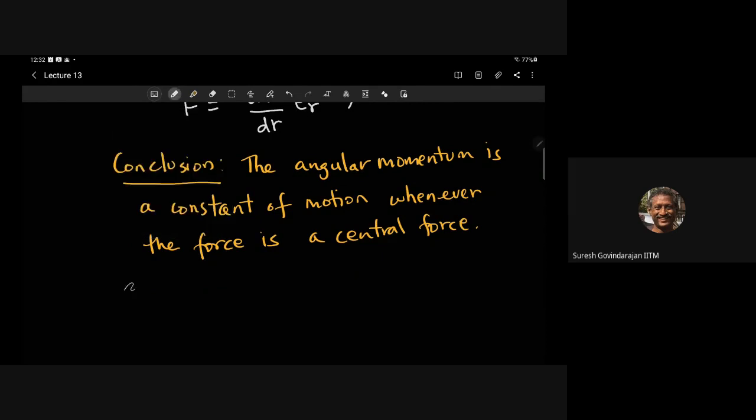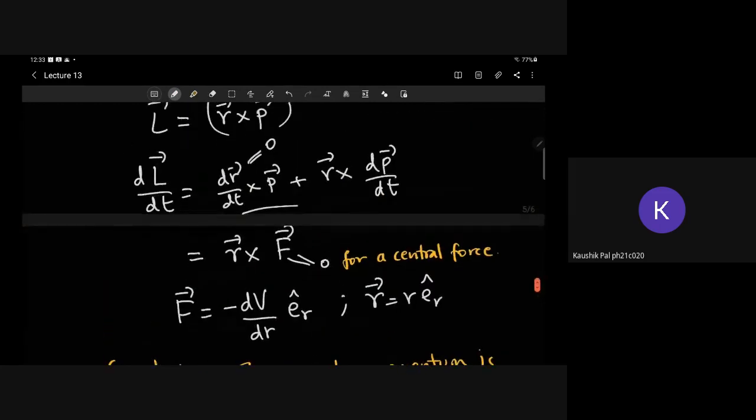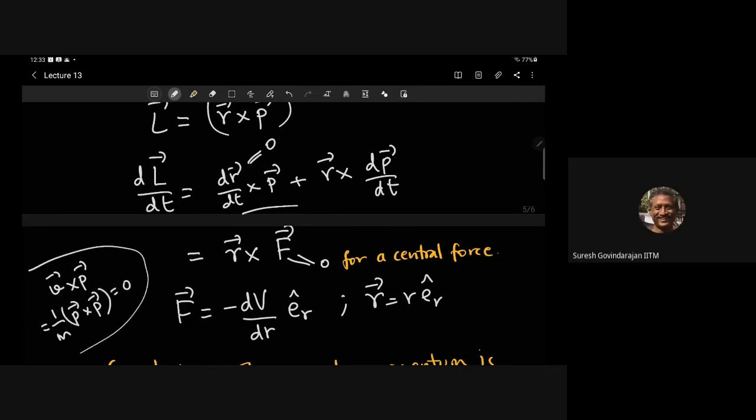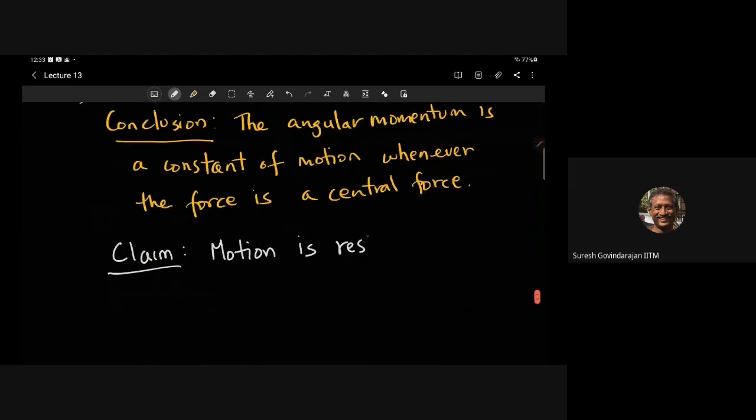Okay, so now implications. I'll make a claim now and prove it. Sir, here we consider dr dt equal to 0 because the radius is fixed? No, it's just v. So dr by dt is v. v cross P is 1 by m times P cross P. It's actually very simple. So motion is restricted to a plane. And the question is, which plane?